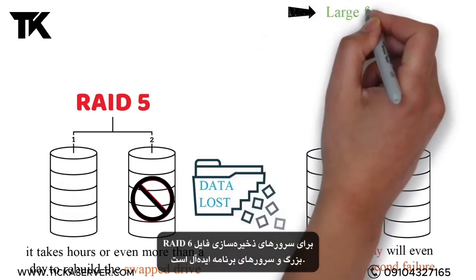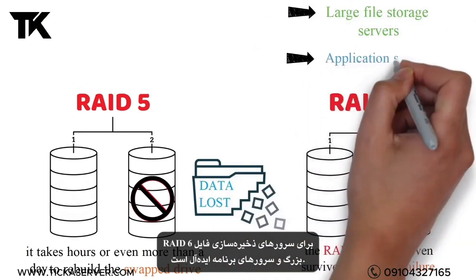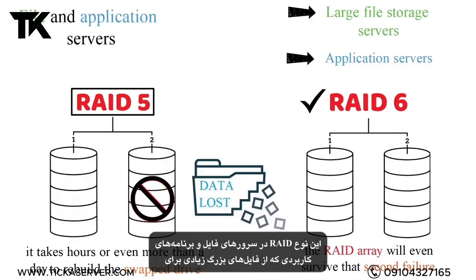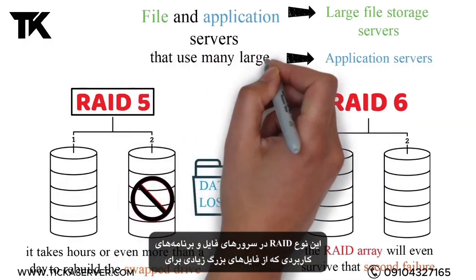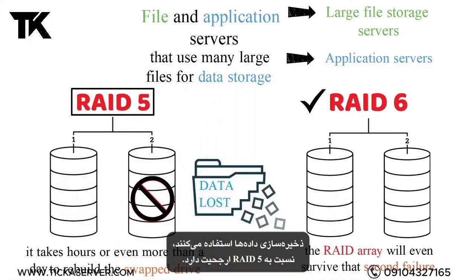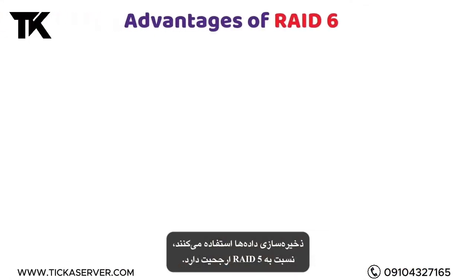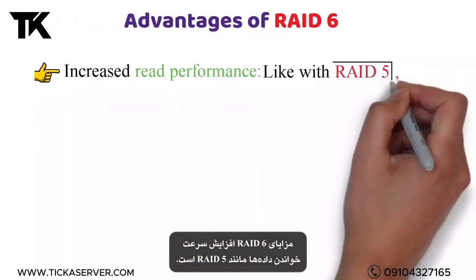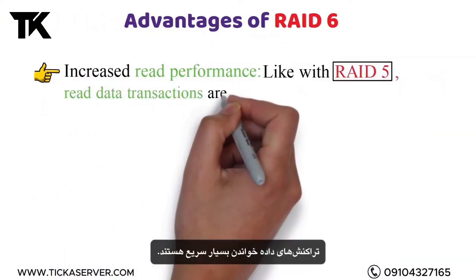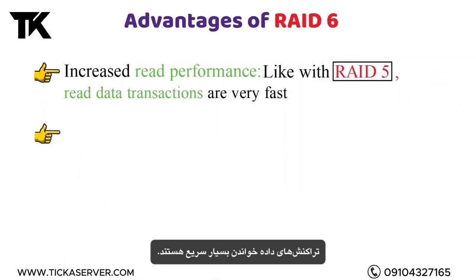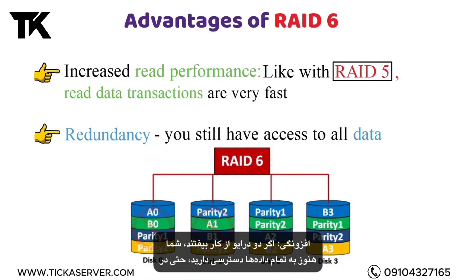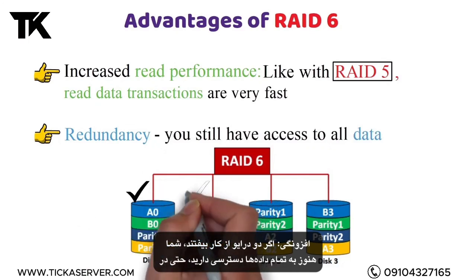RAID 6 is ideal for large file storage servers and application servers. It is preferable over RAID 5 in file and application servers that use many large files for data storage. Advantages of RAID 6. Increased read performance. Like with RAID 5, read data transactions are very fast. Redundancy. If 2 drives fail, you still have access to all data, even while the failed drives are being replaced.